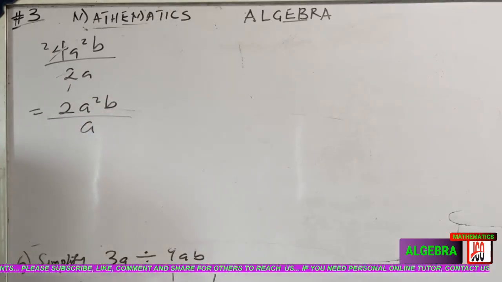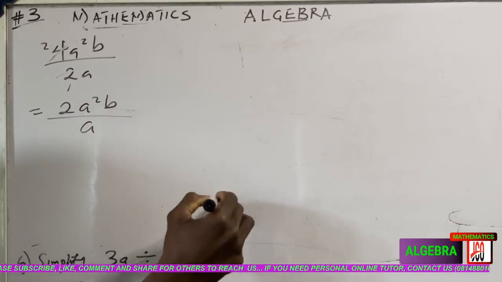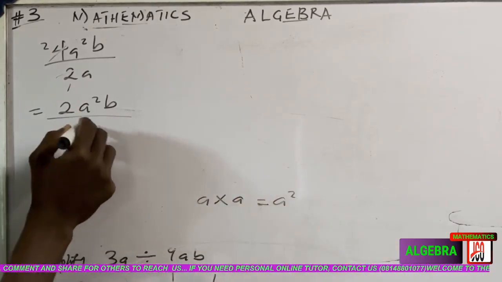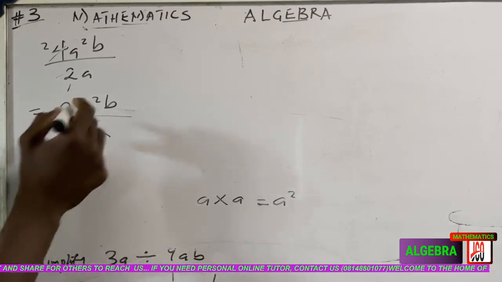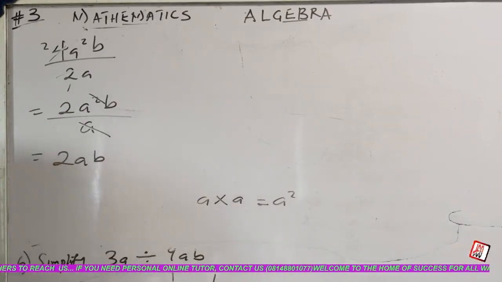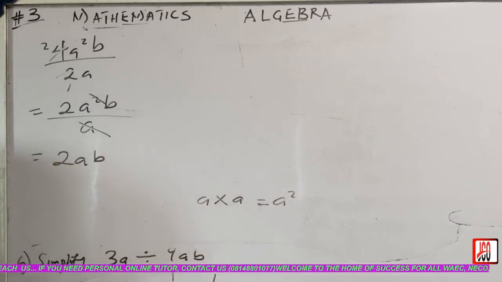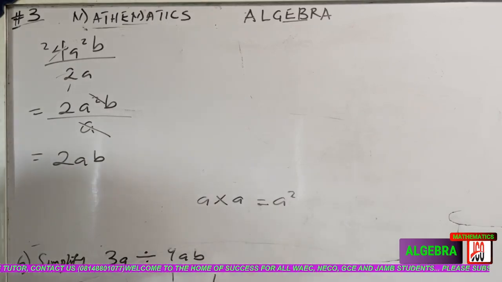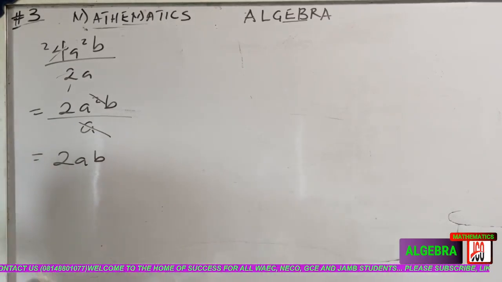This a square up there is 2 of it. a square actually is a times a. So there are 2 of the a. This a, we divide the square. So we only have 1a remaining. That is 2ab. So follow along. I believe you understand what we are dealing with here. Now we are going to take it much more further in this class.